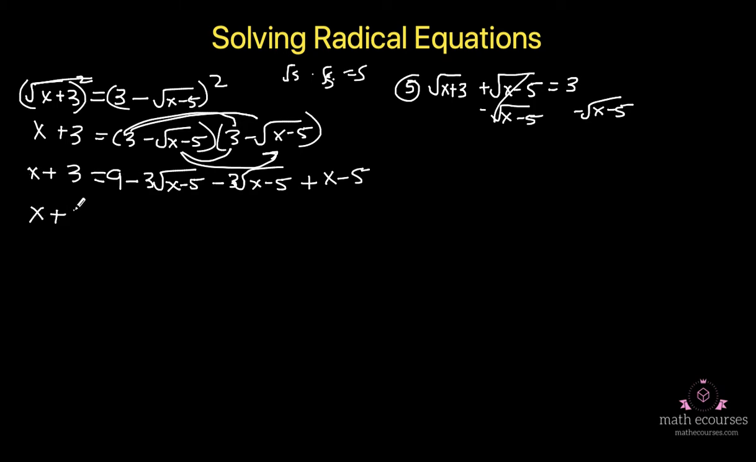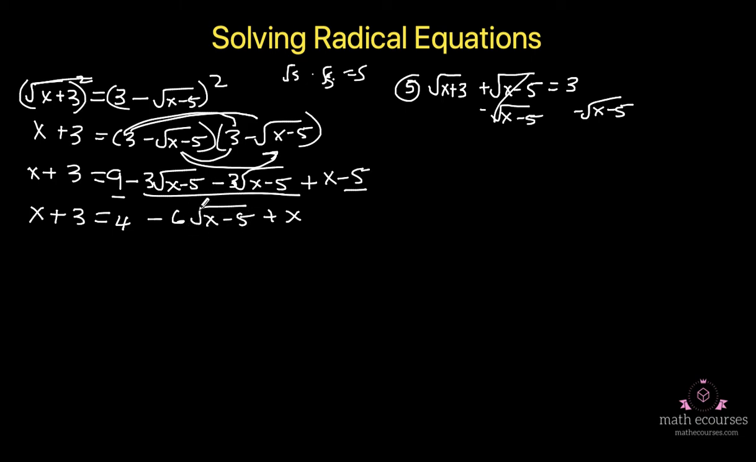Now I just need to combine like terms. I can do 9 minus 5 to get 4. I can do these two. Negative 3 minus 3 is negative 6. Keep the root part the same. Then drop your x. Okay. Now, where do I go from here? I have a root. You have to do the whole thing all over again.